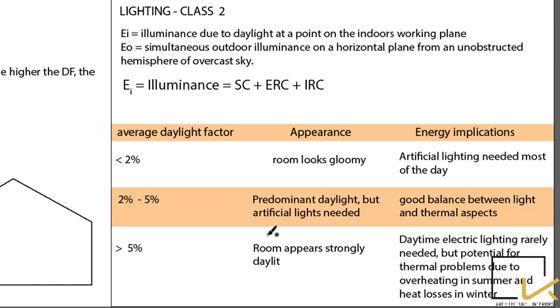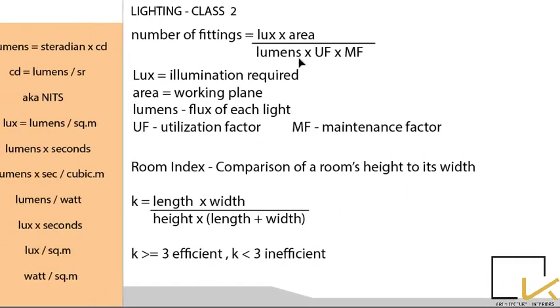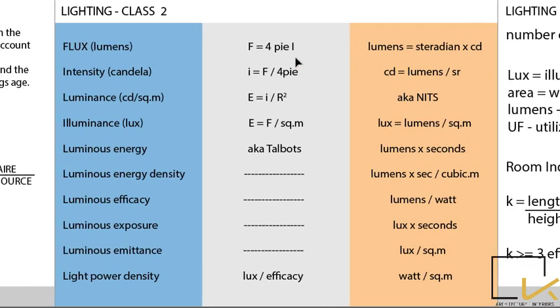So these were the various factors that we saw in this class. Again, I'll repeat: we saw utilization factor, depreciation factor, maintenance factor, and luminous efficiency. We saw the difference between a light source and a luminaire. A light source is the emitting surface, and a luminaire includes its fittings. Then we saw various terms associated with lighting. Please write these down and try to understand them, it's very easy.